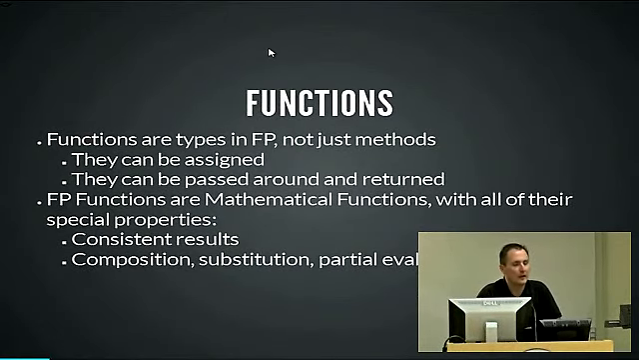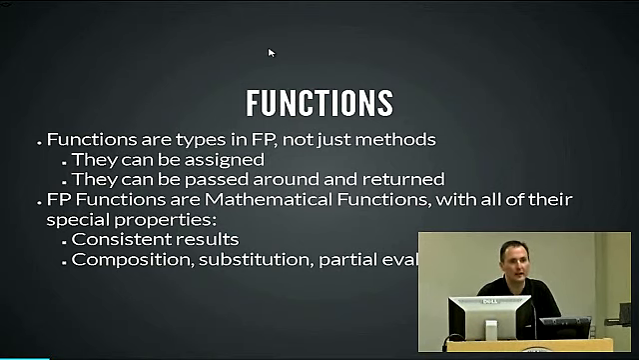Functions in functional programming languages are types, just like ints, doubles, and strings are types, and just like objects in object-oriented programs are types, which means I can assign functions to values, I can pass functions around, I can pass them into functions, I can return them from functions. This is different from object-oriented programming in which all methods are assigned to an object, therefore I have to pass the object around. I can't actually pass the function itself or the method around.